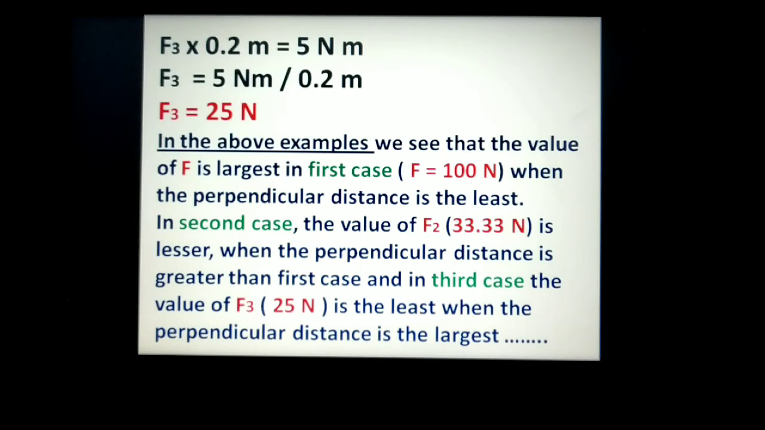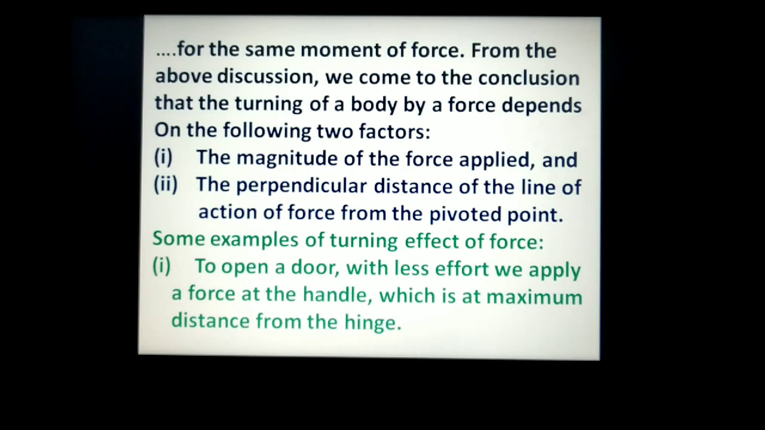In the above examples, we see that the value of F is largest in the first case, that is 100 Newton, and here the perpendicular distance was the least. In the second case, the value F2 is lesser when the perpendicular distance is greater than the first case, and in the third case, the value of F3, that is 25 Newton, is the least when the perpendicular distance is the largest. Now, all this for the same moment of force. From the above discussion, we come to the conclusion that the turning of a body by a force depends on the following two factors. The first, the magnitude of force applied, and the second, the perpendicular distance of the line of action of force from the pivoted point.